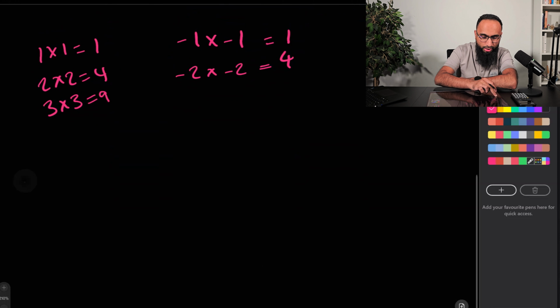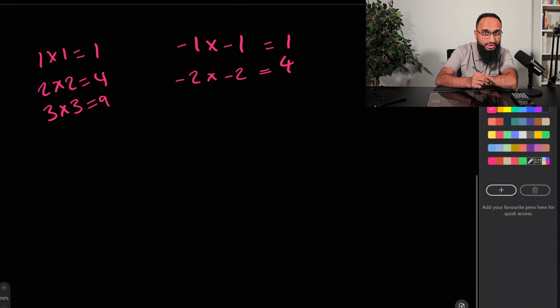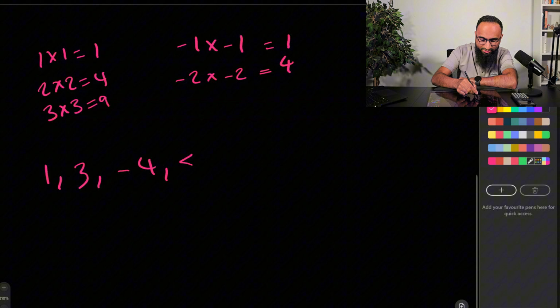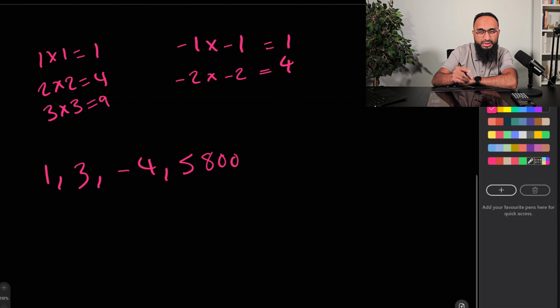And then there are integers. So integers are whole numbers. So it can be 1, it can be 3, it can be -4, it can be 5,800. It can be any number, but just not decimal numbers or just not fractions. And that leads us quite nicely to fractions, percentages, and decimals.